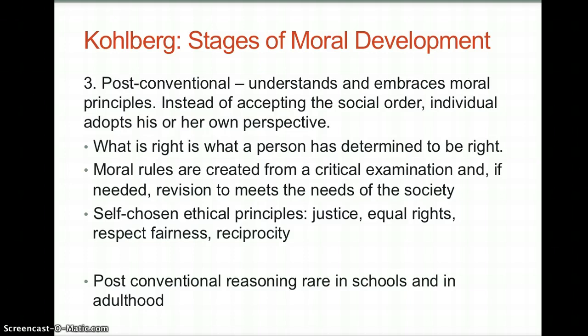And post-conventional reasoning is rare in schools and even in adulthood. Adults tend to follow the second stage of conventional, where one does one's duty, one follows the fixed rules, and one maintains the social order. Questioning the social order and choosing one's own moral compass and choosing to live by that moral compass is rare indeed. It does happen, but oftentimes people tend to be ostracized for not living within the law and order orientation.